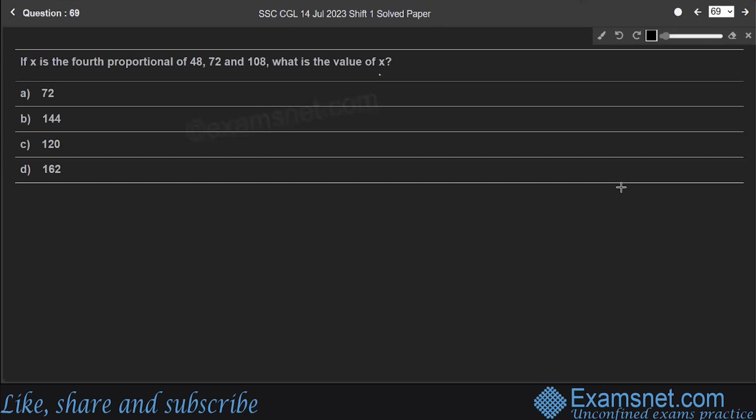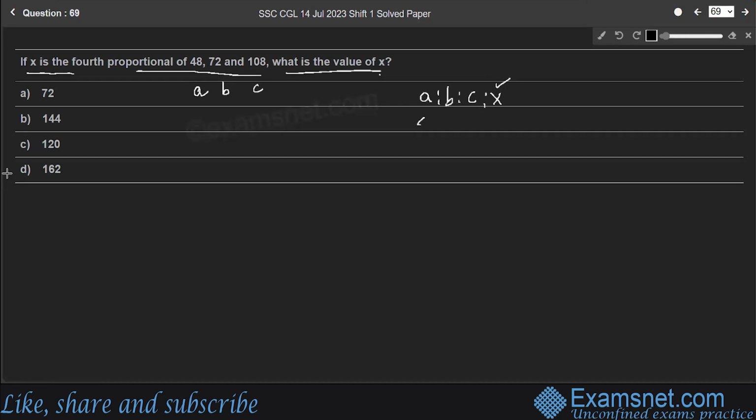Question 69. If x is the fourth proportional of the three numbers 48, 72 and 108, then what is the value of x? So consider the three numbers given. Here we'll consider A as 48, B as 72 and C as 108. So the meaning is A is to B as C is to D. So here D is X. So here X is the fourth proportional of 48, 72 and 108.